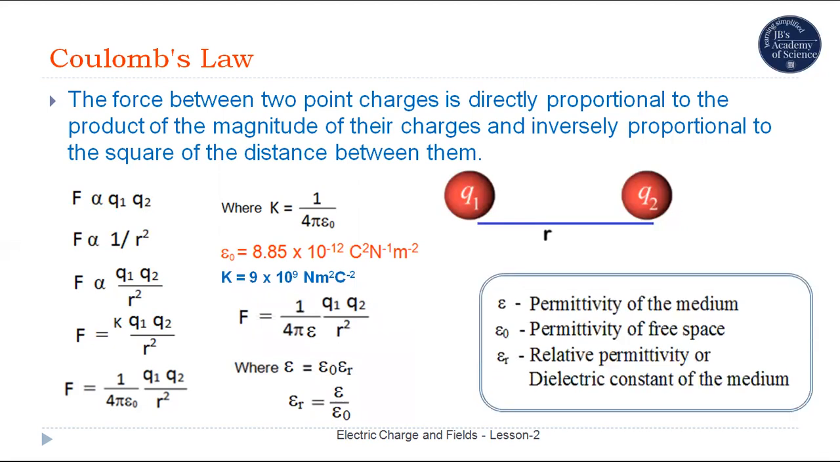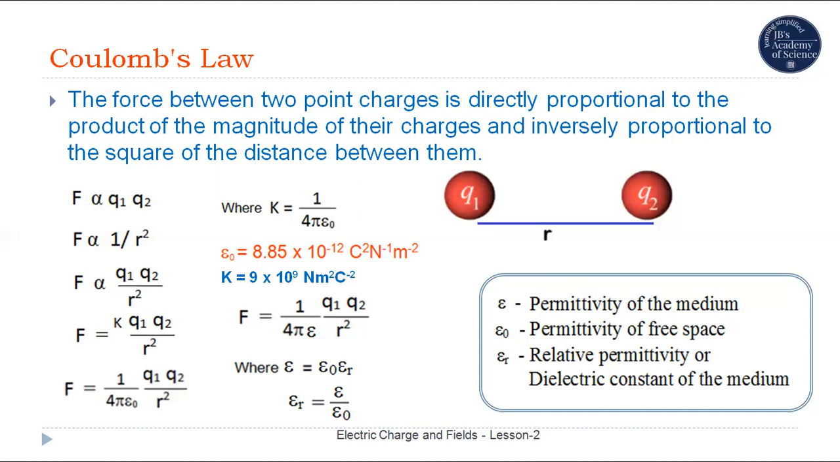Epsilon 0 is called permittivity of free space. Its value is given by 8.85 into 10 to the power of minus 12 Coulomb square per Newton per meter square. Substituting the value of epsilon 0, K is equal to 1 by 4 pi epsilon 0 is equal to 9 into 10 to the power of 9 Newton meter square per Coulomb square.